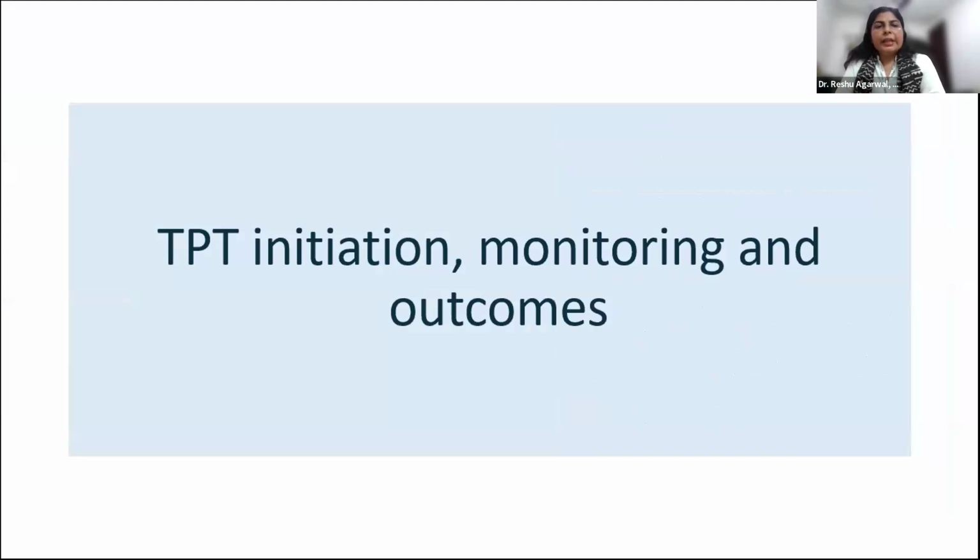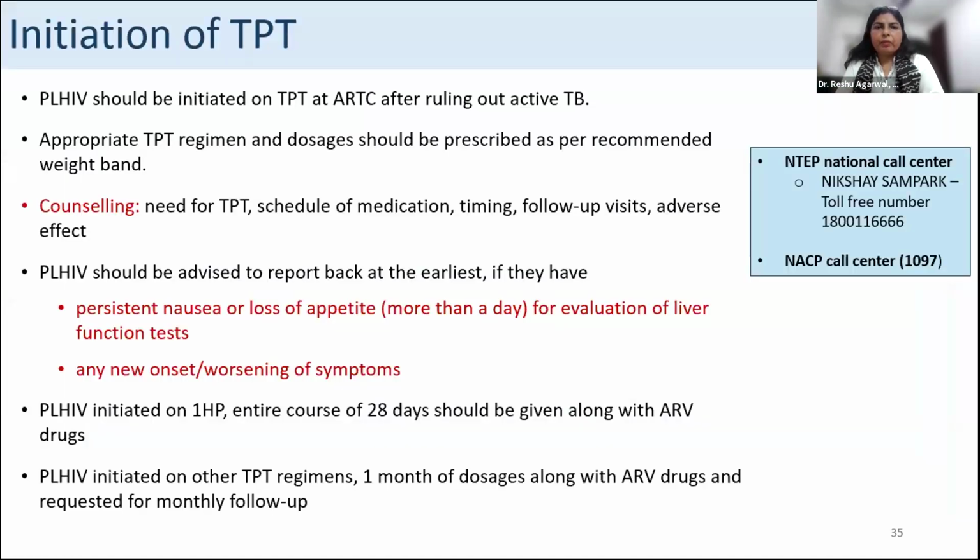So coming to the details about TPT initiation, monitoring, and outcomes. For initiation of TPT, obviously you need to first rule out active TB or the TB disease. Appropriate TPT regimen, as we discussed in the last slides, you need to find out what is the appropriate TPT regimen for this patient, and accordingly you have to prescribe this. Counseling needs to be done for all the PLHIV who are initiated on TPT for the need of TPT, why they are being prescribed TPT, what is the schedule of medication, what is the pill burden, when they need to take, and when the follow-up needs to be done, or any adverse effect.